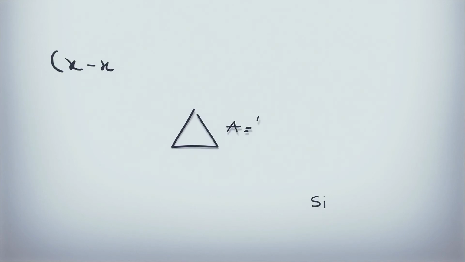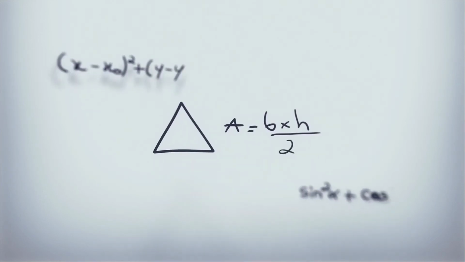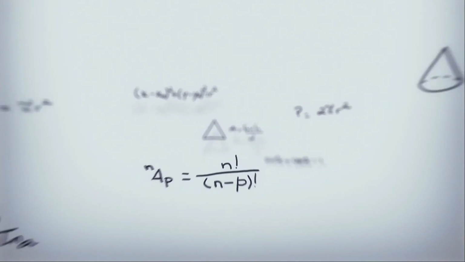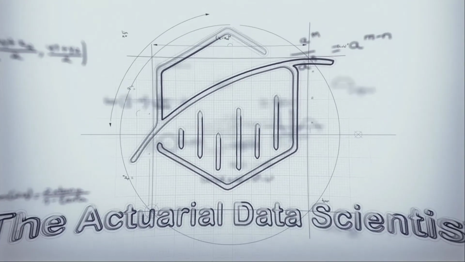In this video, we will derive the formula for the variance of a frequency-severity distribution by first deriving the formula for the law of total variance. Let's get started.